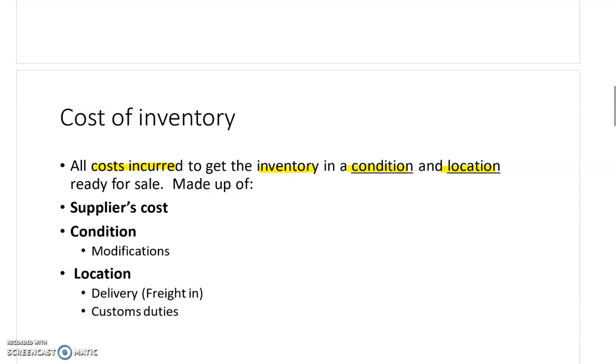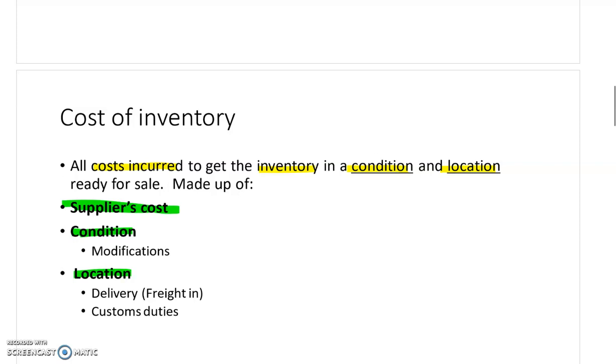So firstly, and most obviously, the supplier's cost will form part of the cost of the inventory. Secondly, costs to get the inventory in a condition. So think of things like modifications made to the actual inventory item that will get it in a condition ready for it to be sold. Also, costs incurred to get it in the location ready for sale.